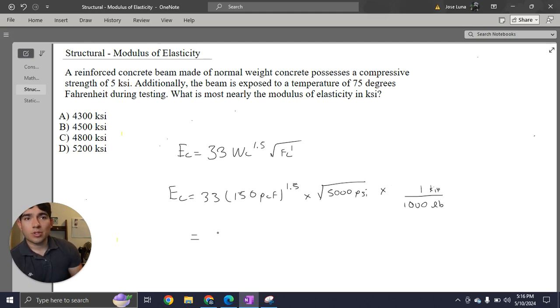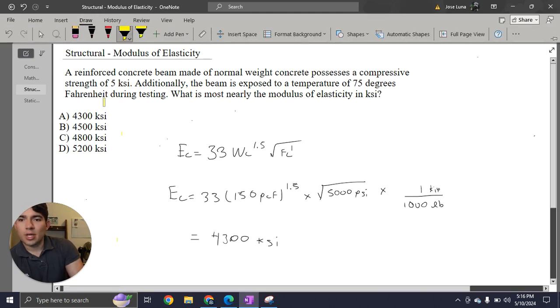So then once you do the entire calculation, you're going to get the answer, and that is going to be 4,300 ksi. So if you take a look at the multiple choice, the answer is going to be A.